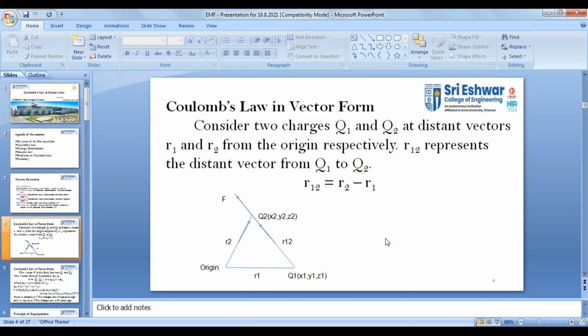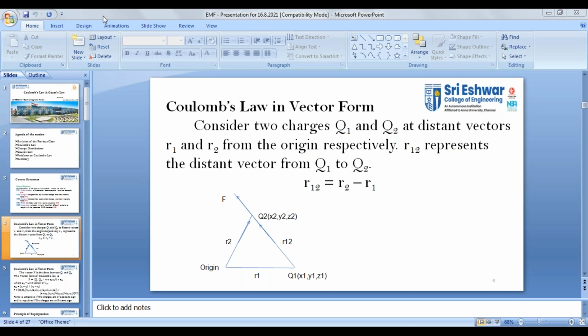Now we will come to today's session: how I can write Coulomb's law in vector form. Consider two charges Q1 and Q2 at different position vectors R1 and R2 from the origin respectively. Q1 is placed at a distance of R1 from the origin, and Q2 is placed at a distance of R2 from the origin. You can look at the diagram drawn at the bottom.